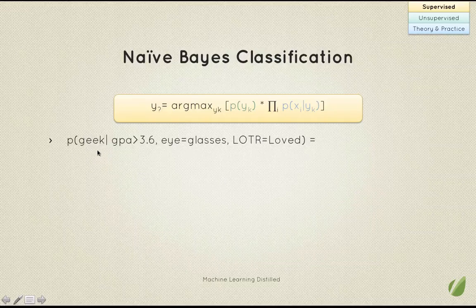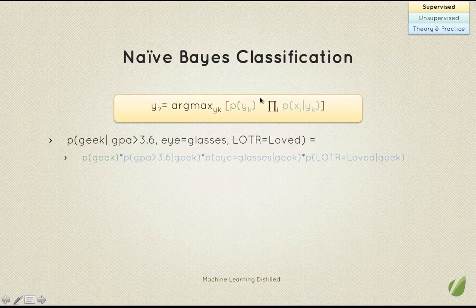Let's say we want to classify this person who has a GPA of greater than 3.6, wears glasses, and loved The Lord of the Rings. Well, based on the conditional probabilities and probabilities that we computed earlier, how does naive Bayes work on this? Well, applying this formula, in the green we have the probability for geek, and in the blue we have the conditional probability for GPA greater than 3.6, eyeglasses, given that they're a geek, and they love Lord of the Rings, given that they're a geek.